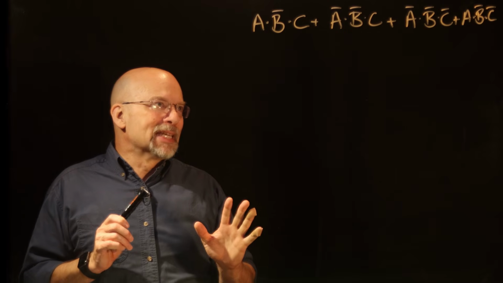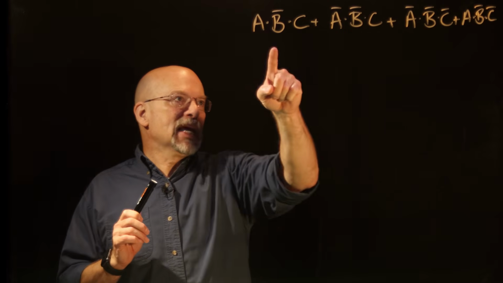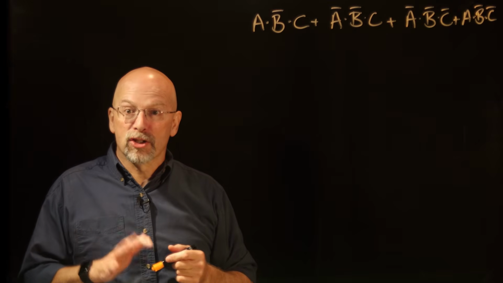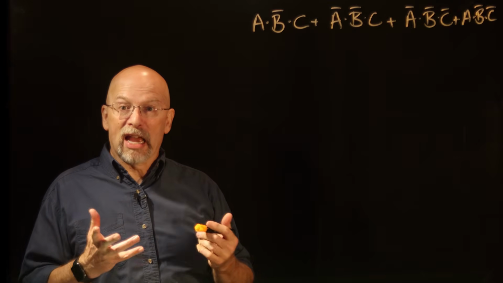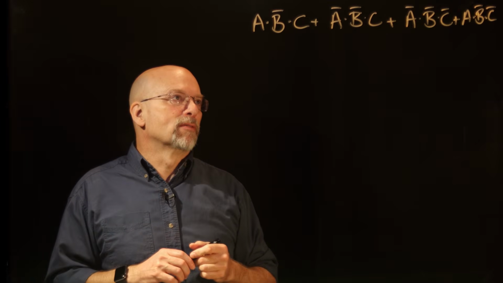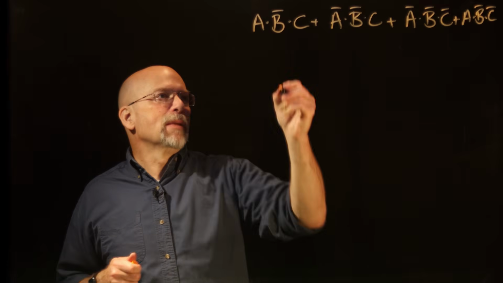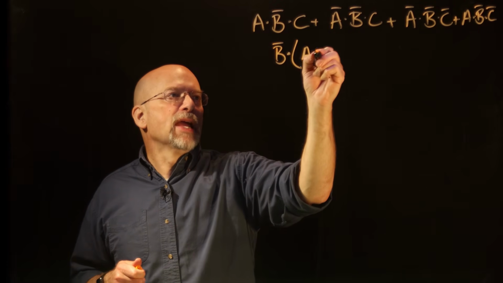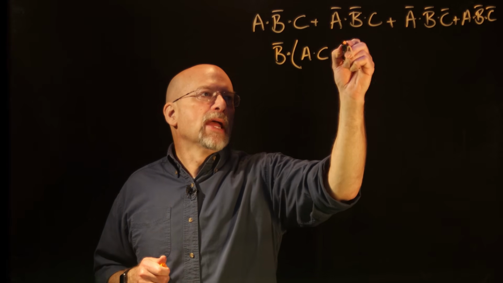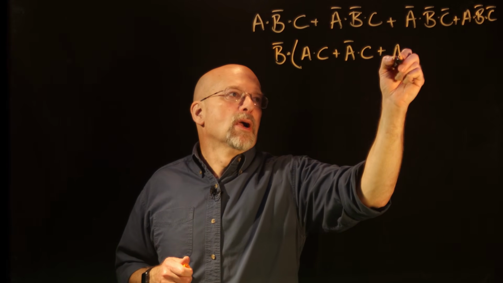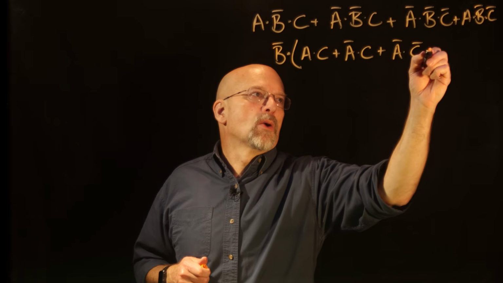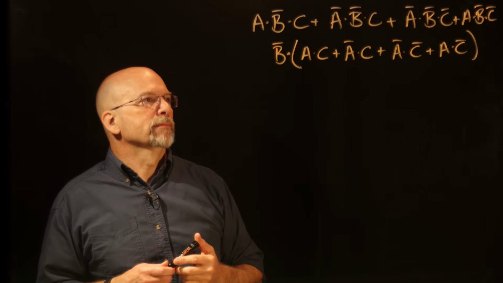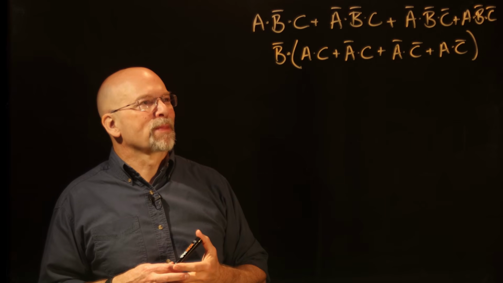What we can see, though, is that B bar is in every single one of those products. So we can use the standard form of the distributive law to pull out a B bar. So I can pull out B bar ANDed with A and C, or A bar and C, or A bar and C bar, or A and C bar. Okay? Still no red flags.